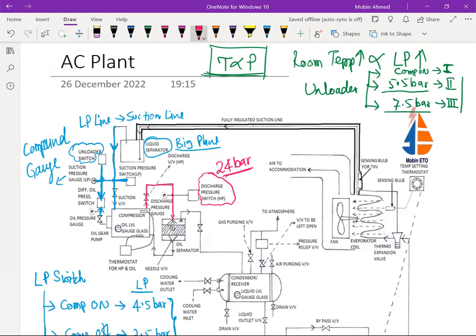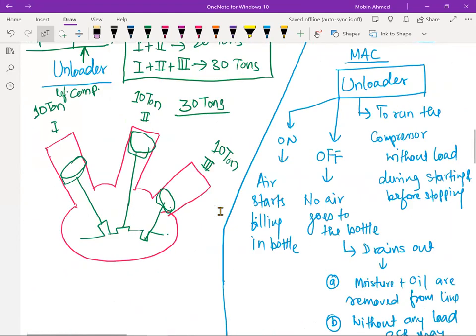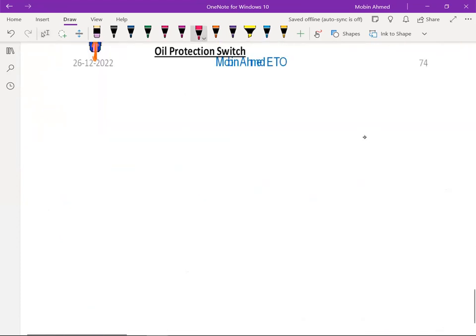There are other safeties as well, in that we are going to have a thermostat. If there is a bigger plant, then we are going to have this thermostat. That is also a safety. If there is a small plant, then generally this thermostat is not there. In this case, we are going to have a different type of protection that is known as an overheat protection switch. Remember this one, the heat protection switch.